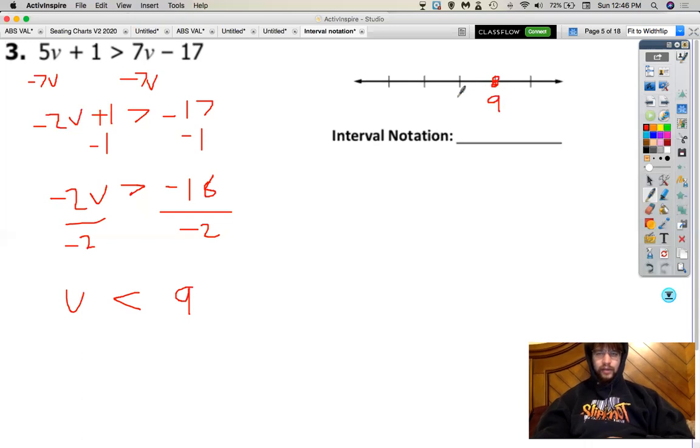I mean, you can put more numbers if you really want to. Doesn't matter to me. There's my 9. Oh no, what's wrong here? I put a solid dot. But guess what? It doesn't include it, so you better put an open dot.